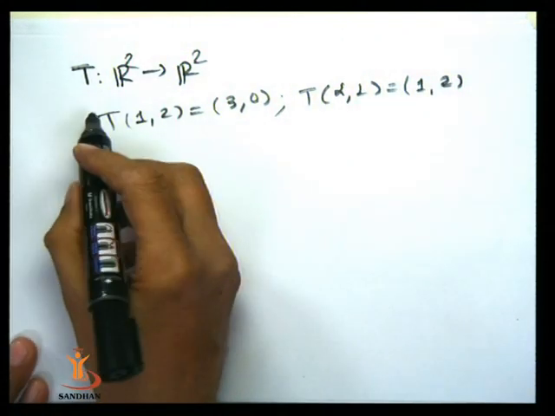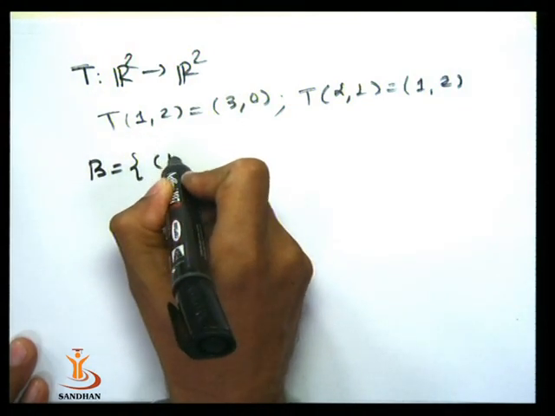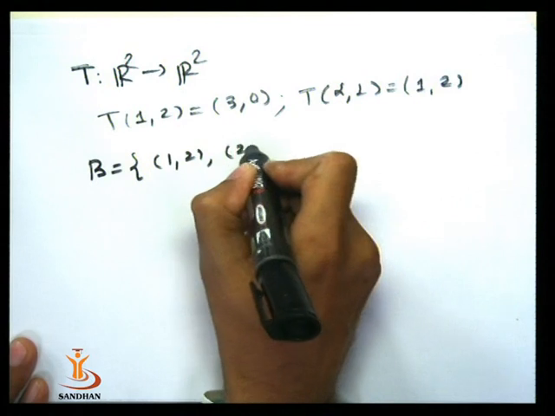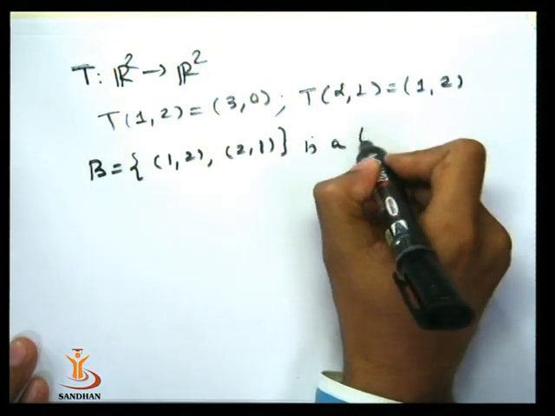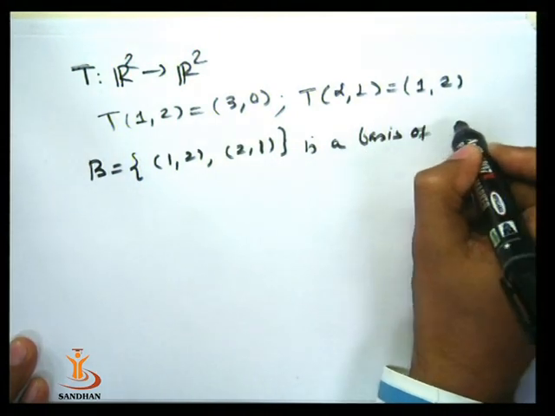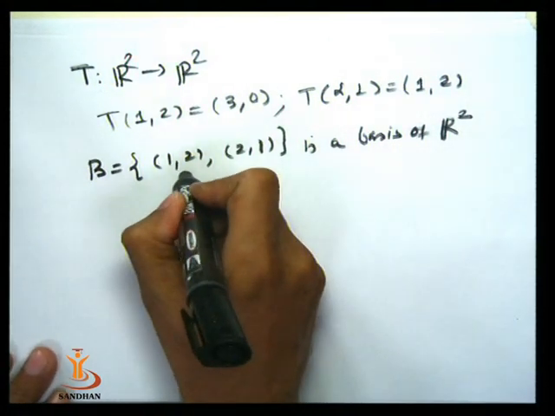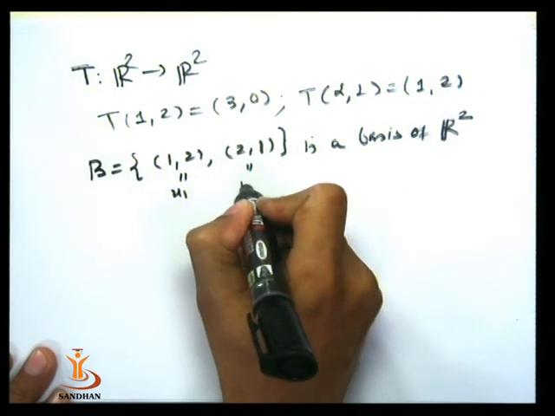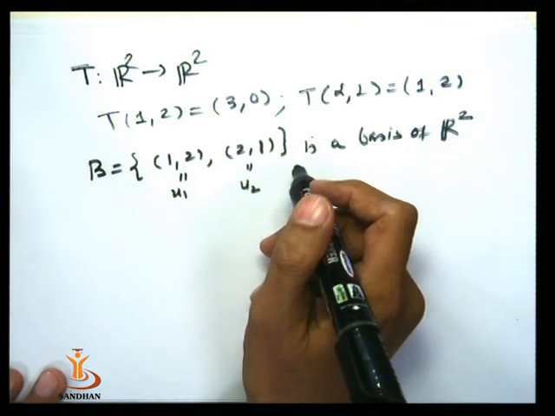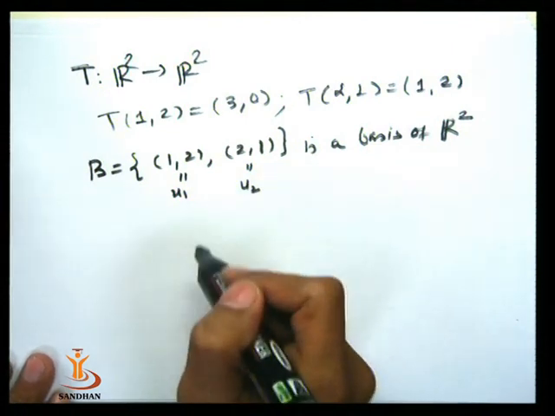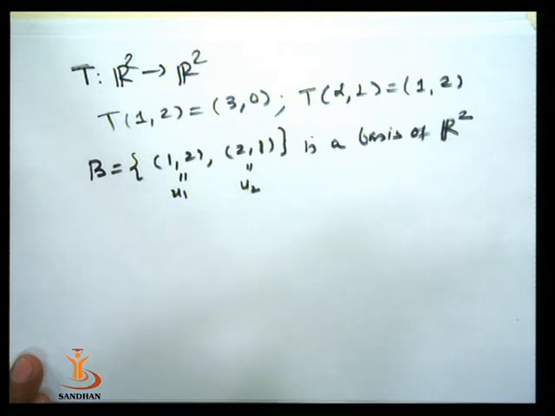Here we note that the set B = {(1,2), (2,1)} is a basis of R2. Say the first vector is u1 and the second is u2. So we have been given the rule of T on the vectors of a basis of the domain space R2. From that we have to obtain the rule of T.